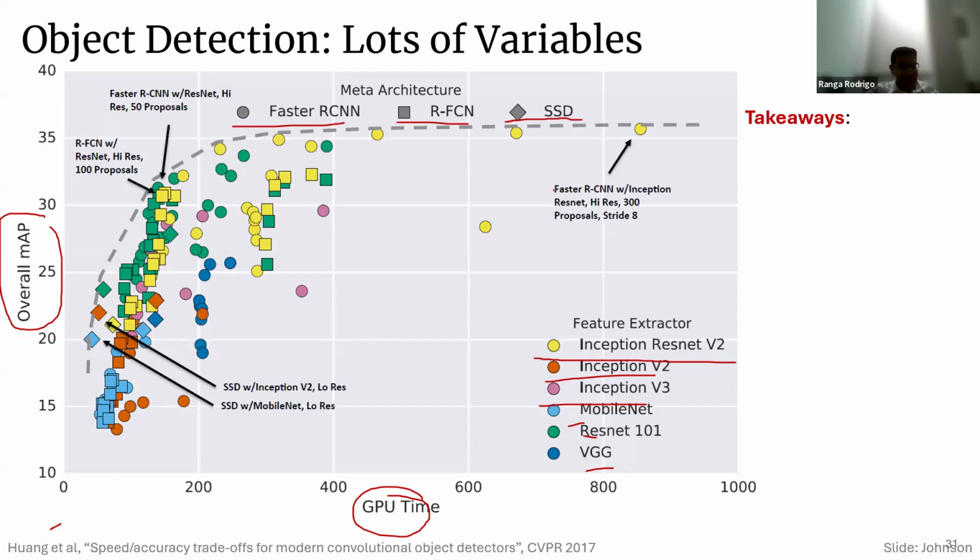SSD, single shot detectors. So you can see the diamonds are single shot detectors. They usually have a low overall MAP, but they are very fast. Very fast, the overall MAP is low. If you take Inception, ResNet, and so on, their GPU time, the computation, is high, and the accuracy is also high. This kind of trade-off is there.